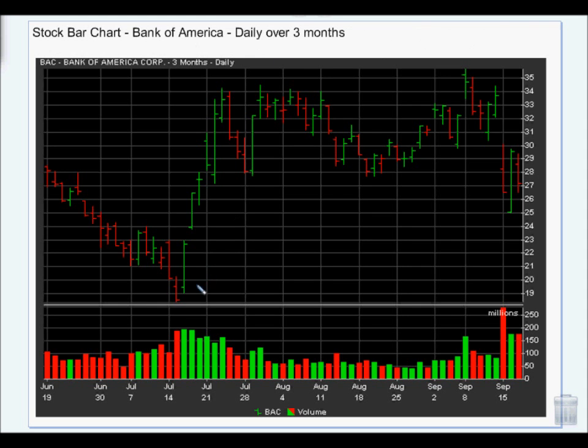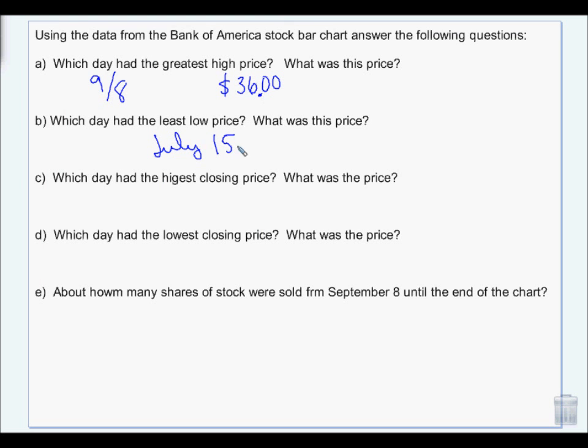Oops, wrong way. And that price was below 19, so maybe 18. It's about 18. We're not sure exactly. So it was about $18.